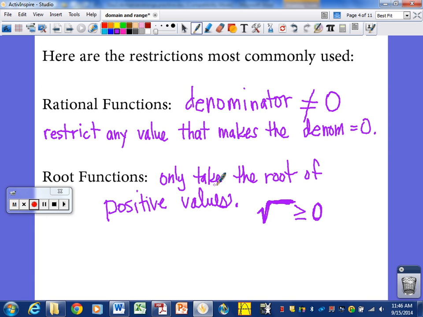Okay, so these are basically our two restrictions on your domains. Domains of rational functions and domains of root functions. Everything else is pretty straightforward. Okay. Rational: the denominator can't be 0. Roots: the radicand has to be positive.